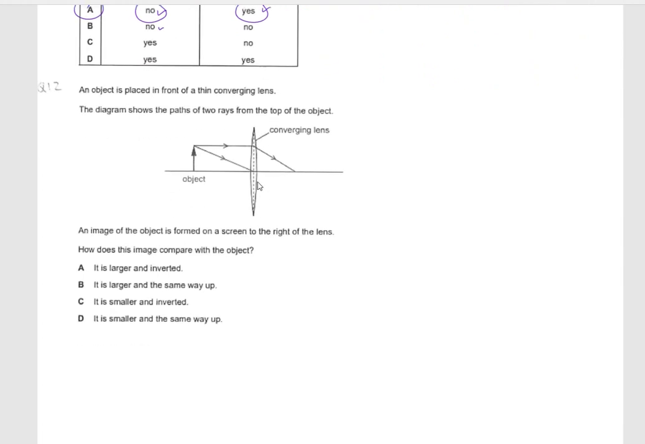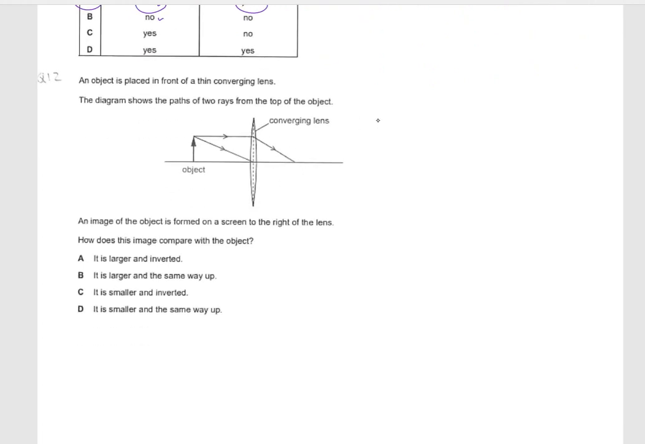Good. Okay, now this one, we've done this one already. So this goes straight and this one goes straight. So therefore you can see that the image is bigger and the image is inverted. Okay, so which one is going to be? It's larger and inverted. Here we go. Again, in your paper, I need to see that you have this one drawn. Good, let's go.